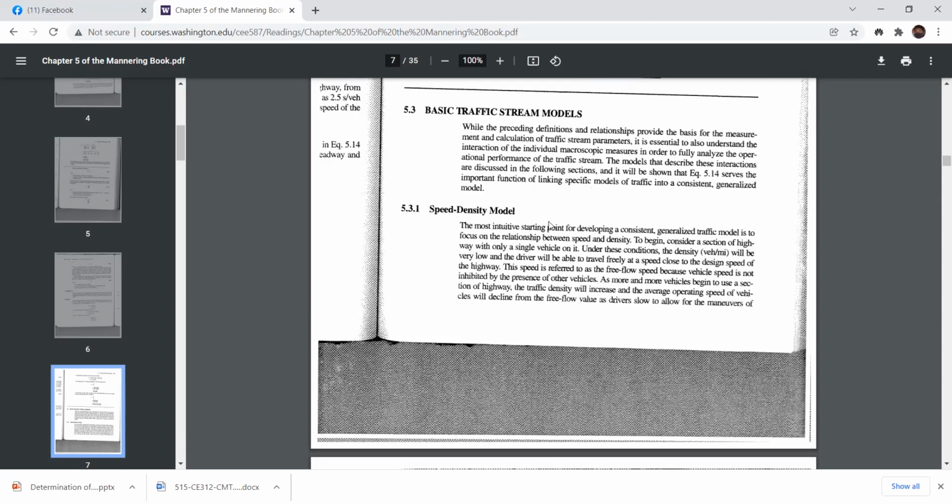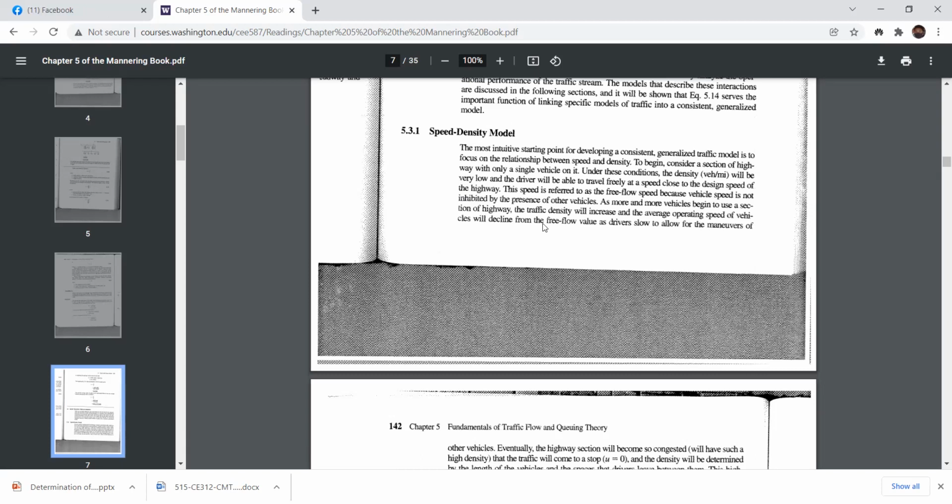The speed-density model. The most intuitive starting point for developing a consistent and generalized traffic model is to focus on the relation between speed and density. To begin, consider a section of highway with only a single vehicle on it. Under these conditions, the density will be very low and the driver will be able to travel freely at a speed close to the design speed of the highway. This speed is referred to as the free flow speed because the vehicle is not inhibited by the presence of other vehicles.